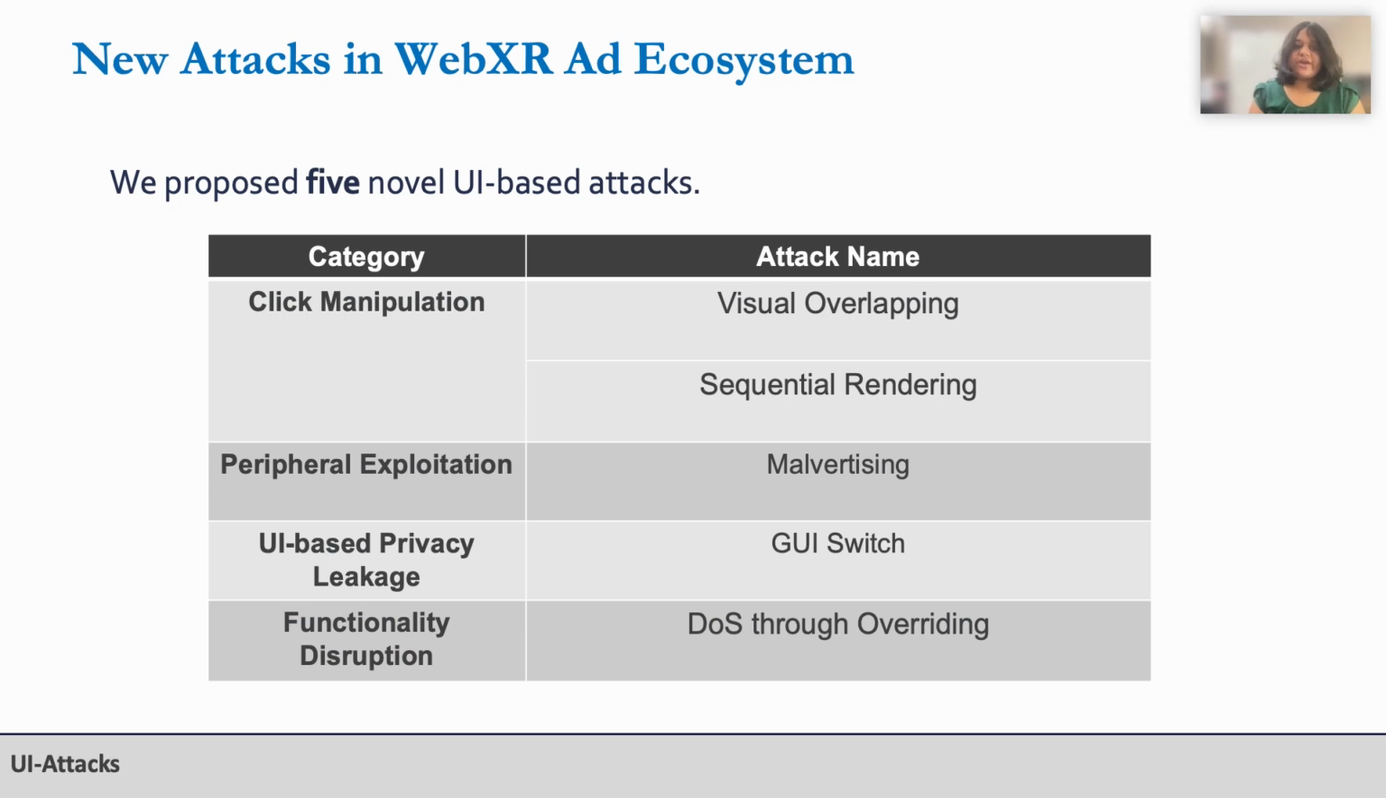We also proposed 5 novel UI-based attacks in WebXR ad ecosystem. These are visual overlapping and sequential rendering under click manipulation category, malvertising under peripheral exploitation category, GUI switch attack under UI-based privacy leakage, and finally, DoS to overriding attack under functionality disruption category. Next, we will take a closer look at visual overlapping and malvertising attacks.